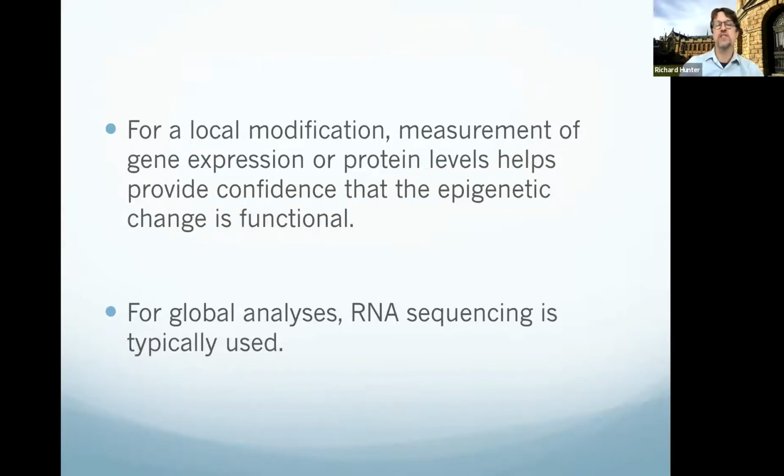If it's a local modification, usually just looking at the mRNA or the protein levels is the most useful thing to do. For global analyses, looking at RNA sequencing is usually the way that you do that. But of course, behavioral outputs, if you have a good idea that your epigenetic modification has a consequence for behavior, is another way to look at that.